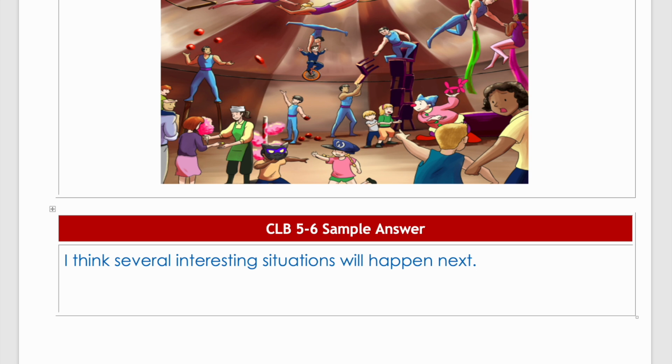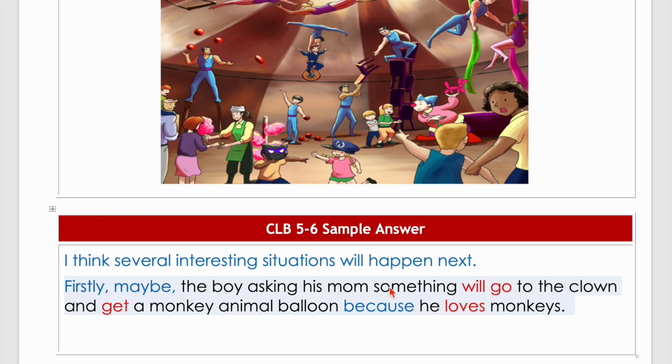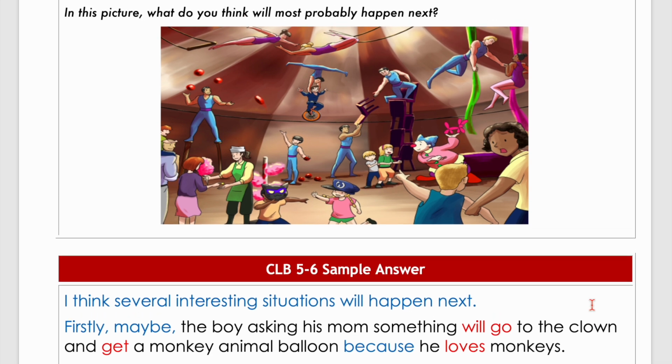Let's look at our first idea. Firstly, maybe the boy asking his mom something will go to the clown and get a monkey animal balloon because he loves monkeys. Okay, so let's think about how I made this idea.